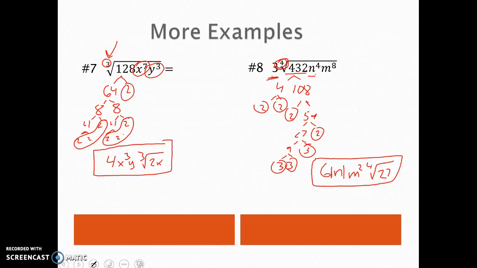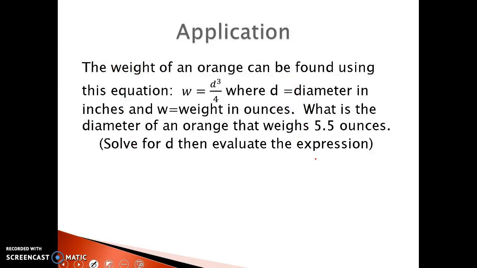Let's see how this might apply to a real situation. It says the weight of an orange, this is true by the way, can be found using this equation. The weight is equal to the diameter cubed divided by 4, where the diameter is in inches and the weight is in ounces. So what is the diameter of an orange that weighs 5.5 ounces? Well, that means that the weight is 5.5, so I'm going to plug that in for W, and that equals D to the third over 4.